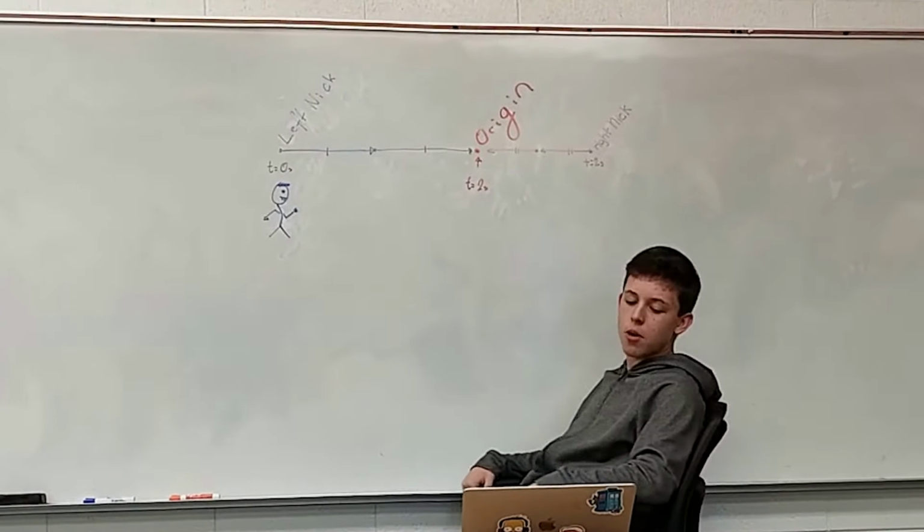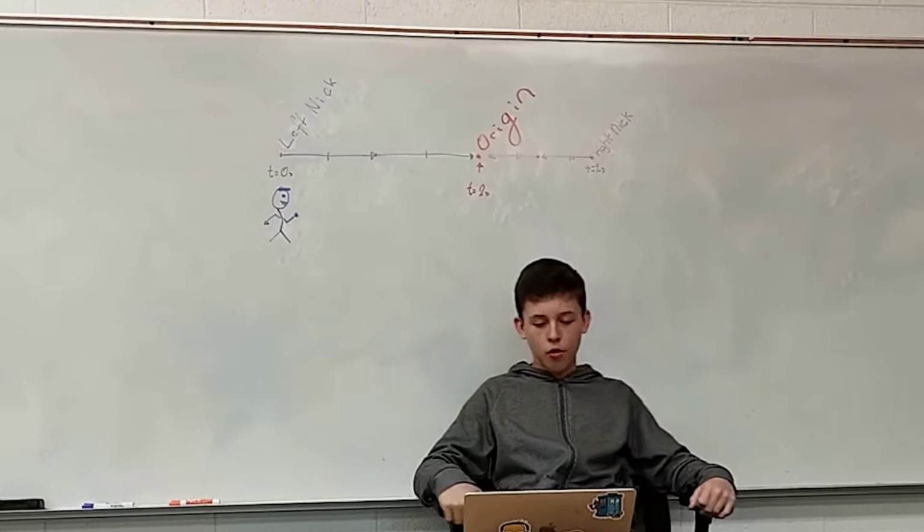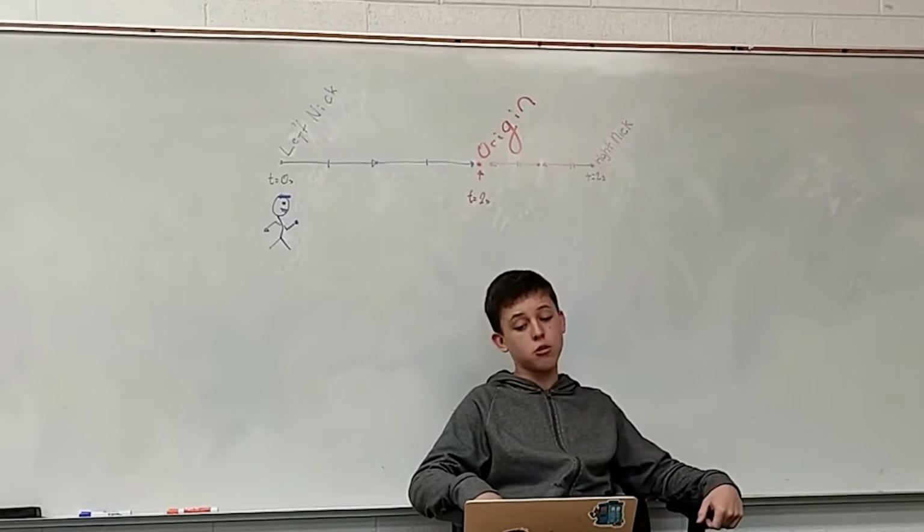Let's first look at uniform motion in general. Uniform motion is movement at a constant speed over a certain amount of time. Our following example is of two Knicks that are running at different speeds.